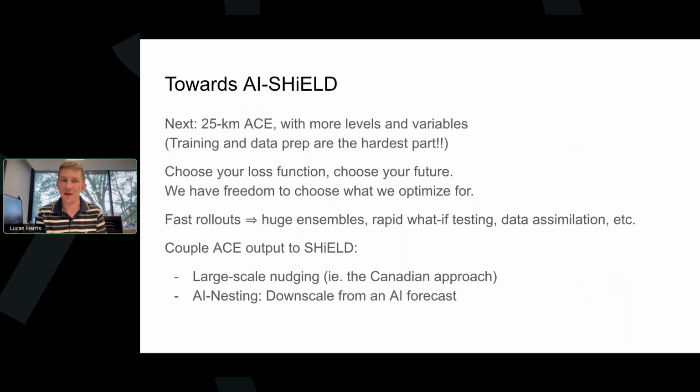Fantastic. Okay, so a little bit more philosophical in the next couple of slides. We want to move towards what we call AI SHIELD, a version of SHIELD that is using ACE. We want to be able to go to higher resolution, 25 kilometers. I mean, with 1 degree, you can get good large scale skill, but the amount of information you get out of it is not so much. We want to also add more vertical levels and have more variables, especially clouds. We're very interested in predicting.